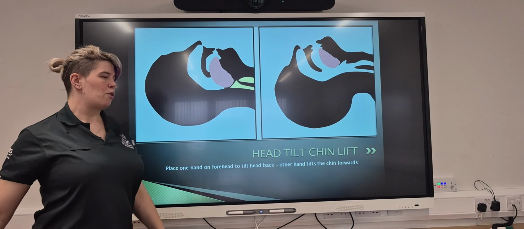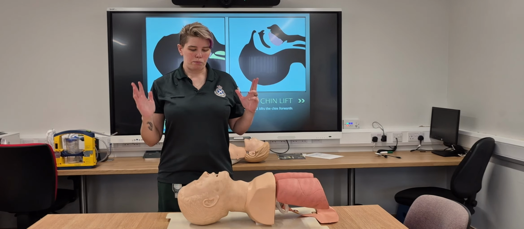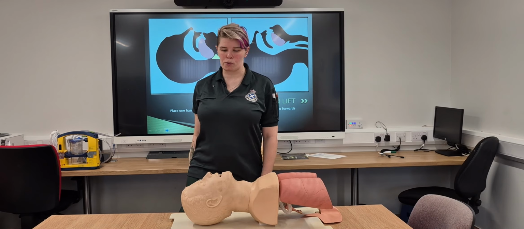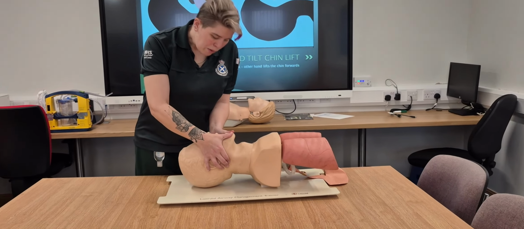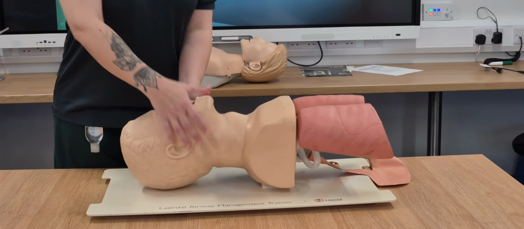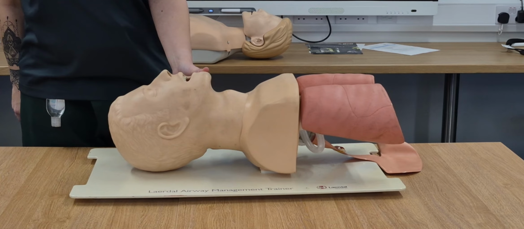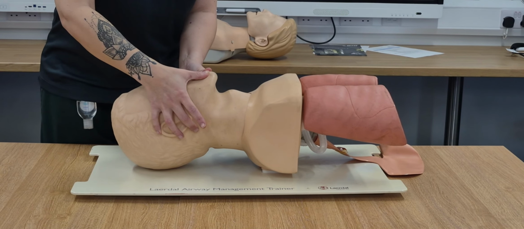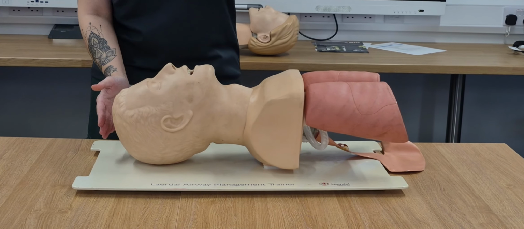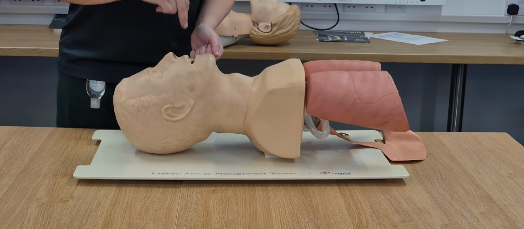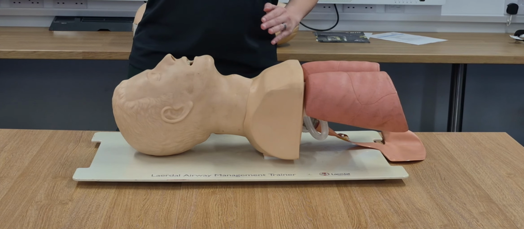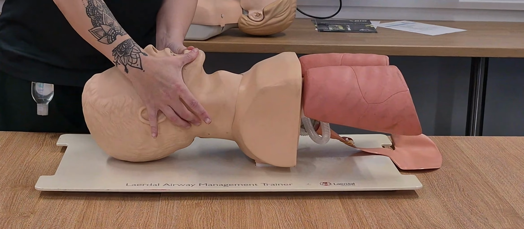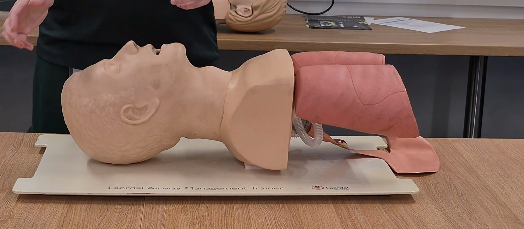So let's have a look at how we perform a head tilt chin lift. So before I perform a head tilt chin lift, obviously I'm going to follow a stepwise approach. So again, making sure I'm inspecting that airway first, making sure that there's nothing that's going to then obstruct the airway when I open it. So if there is a lot of vomit in there, I'm going to fix that before I open the airway with a head tilt chin lift, because I don't want that vomit that's in the mouth to go and be aspirated into the lungs.